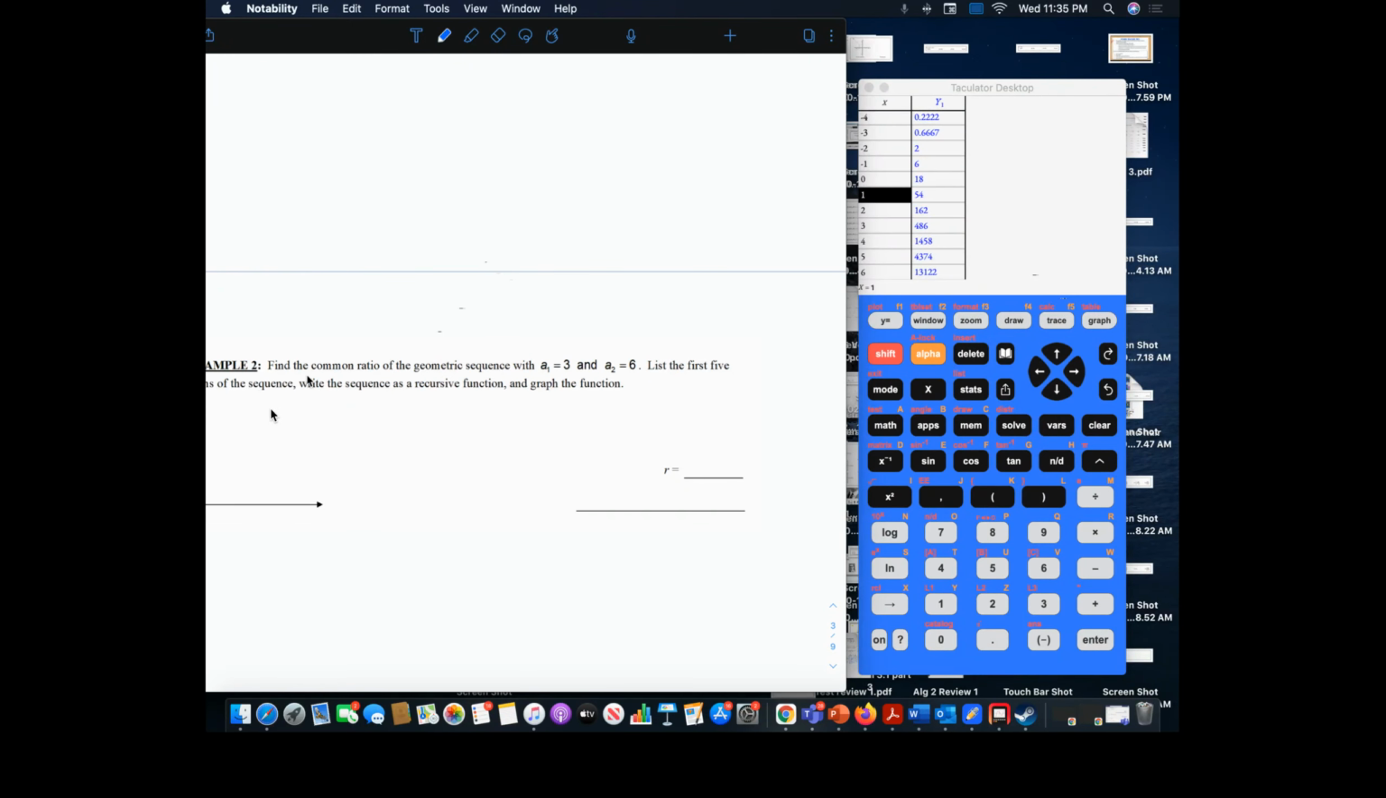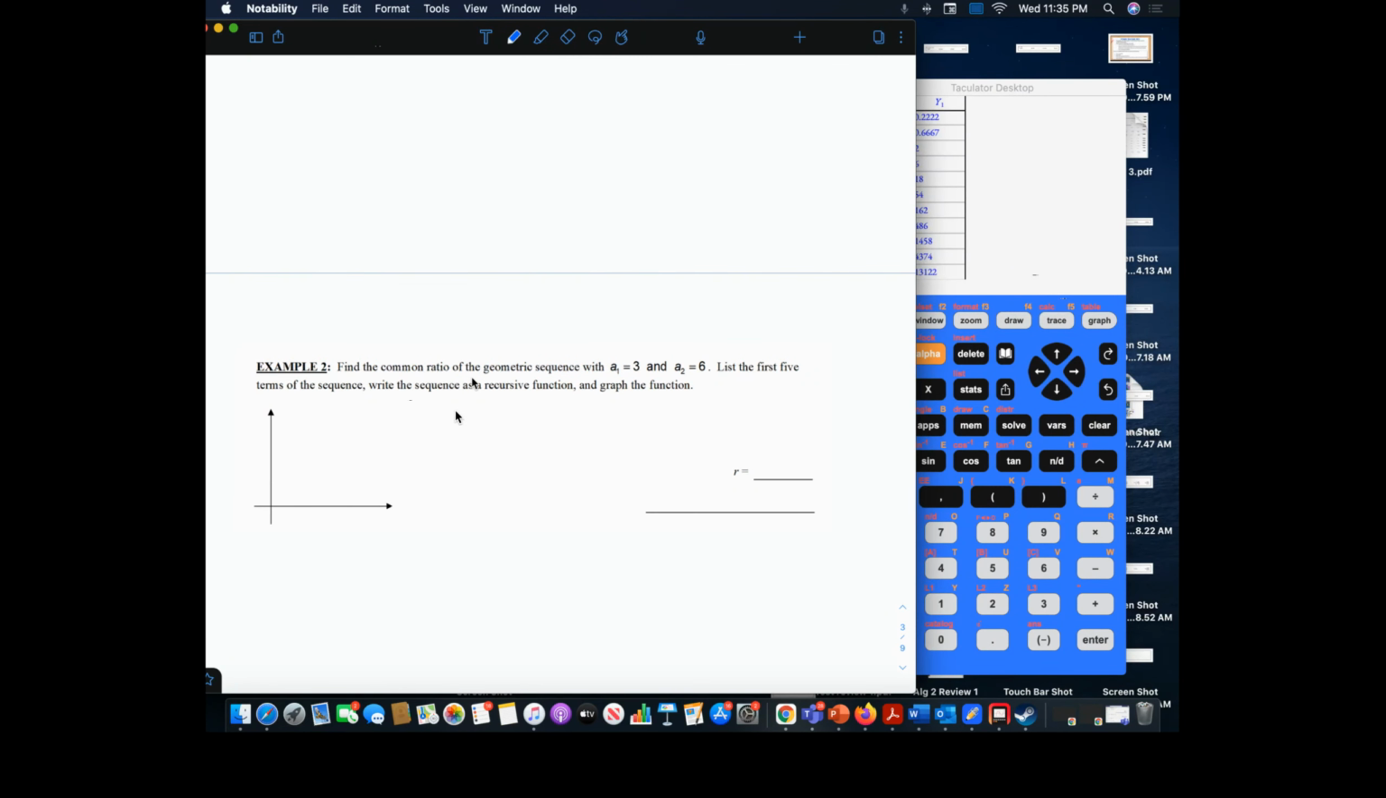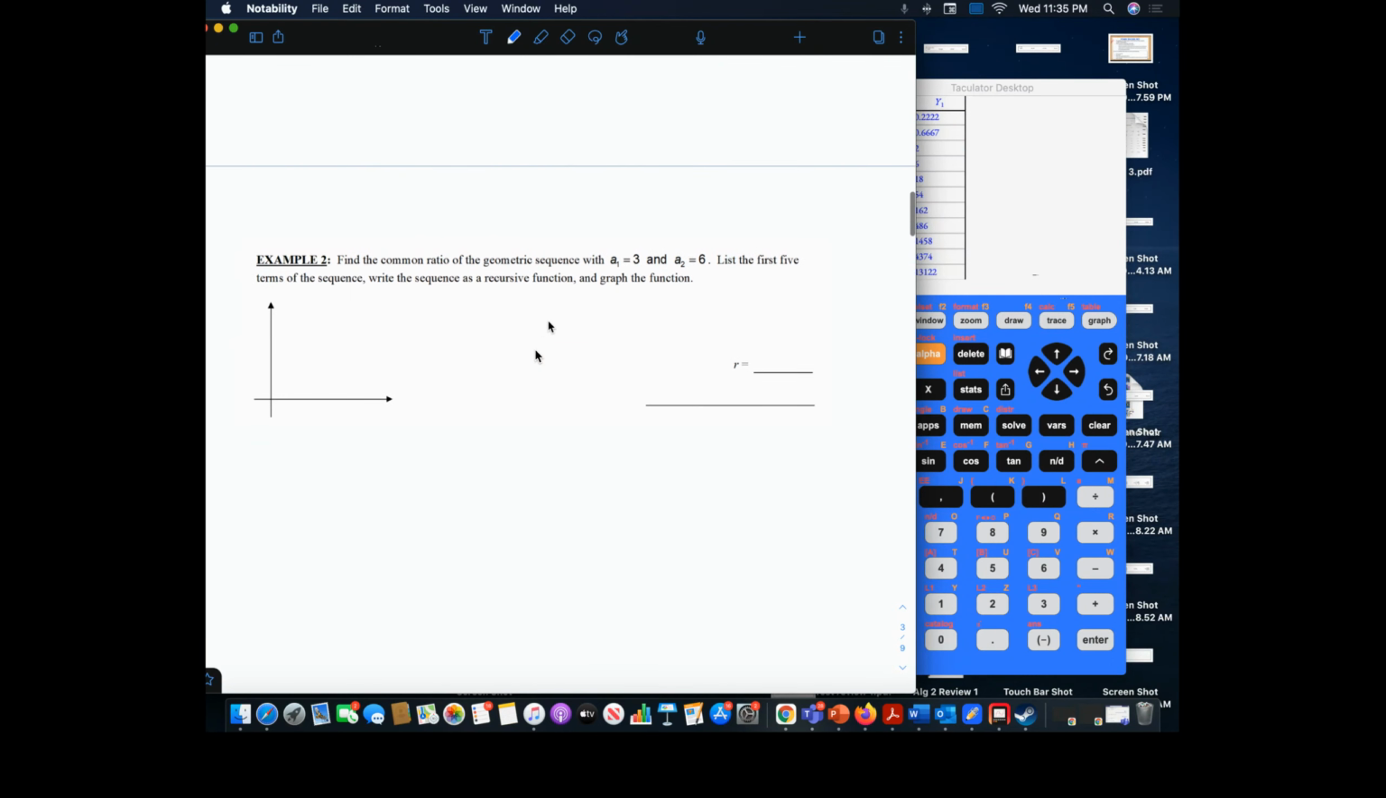All right, let's see what's happening here. Example 2. Find the common ratio of the geometric sequence with a_1, which we know is the first term, is 3, and a_2 is 6. List the first 5, write the sequence as a recursive function, and graph the function. I'm not too concerned about graphing. I'm more concerned about the other part. So first off, let's list the first 5 terms.